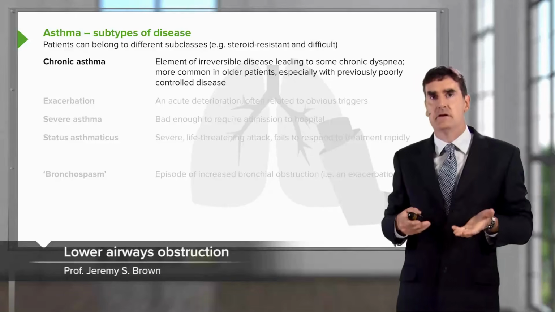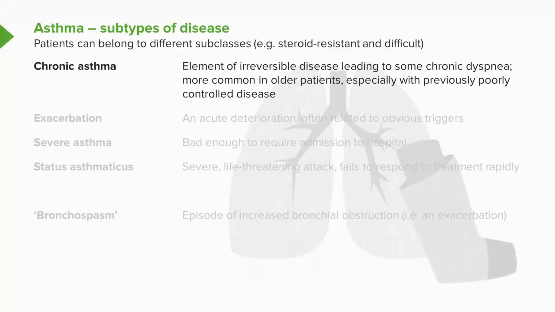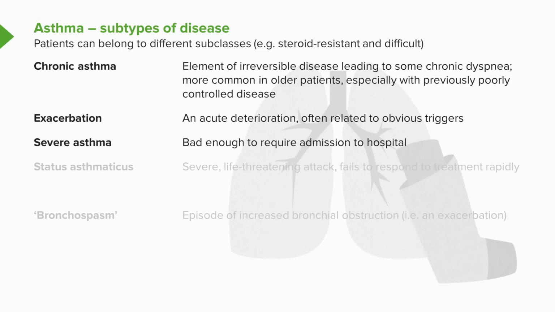So we can characterize asthma into various different subtypes as well. Chronic asthma, this is when you've developed an element of irreversible disease leading to chronic dyspnea or a chronically low FEV1 and reflects poorly controlled disease over many years. An exacerbation, that's an acute deterioration stimulated often by the triggers we've just discussed. A severe asthma is an attack of asthma that's bad enough to require admission to hospital. So that's an exacerbation that requires somebody to come into hospital.